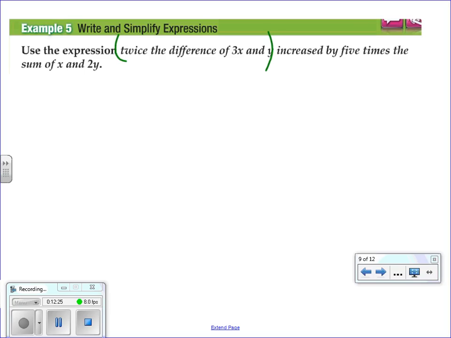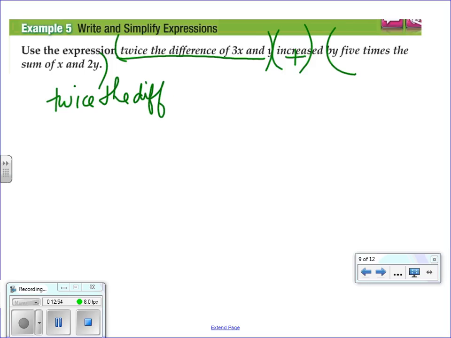All right, I sort of see something like this. Twice the difference of 3x and y. That's going to be one of my things. Increase, that's going to be plus. Increase by 5, it says. Let's hold on here a second. We have increased by 5 times the sum of, so increased is plus, by 5 times the sum of x and 2y. So let's take this first one. Twice the difference of 3x and y.